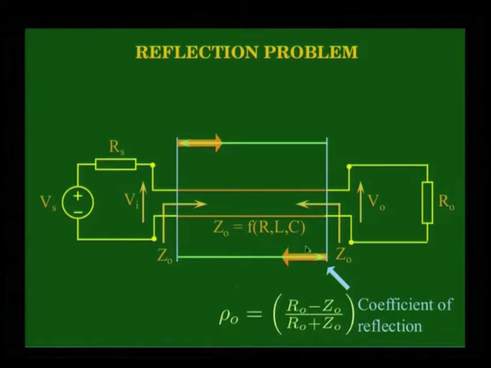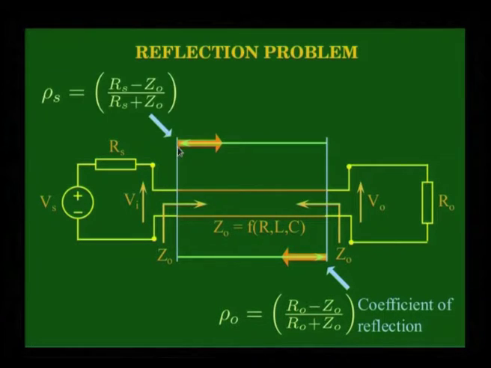Likewise, as I was saying, the signal that is reflected back from this side can get re-reflected, once again reflected back from the source side, and so on can keep happening. And the coefficient of reflection at this side is called rho s, and it is given by Rs minus Z naught. Note here that Rs and Z naught, if they are not matched, then you will have a finite reflection coefficient. Else, if Rs and Z naught are matched, Rs minus Z naught will be 0, and you will not have a reflection.